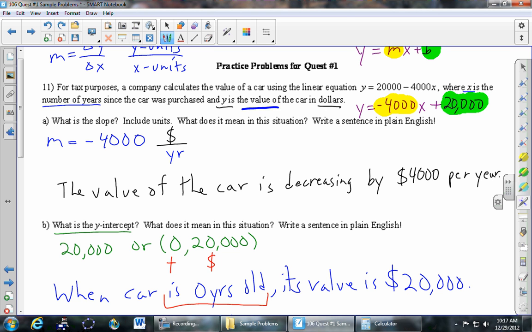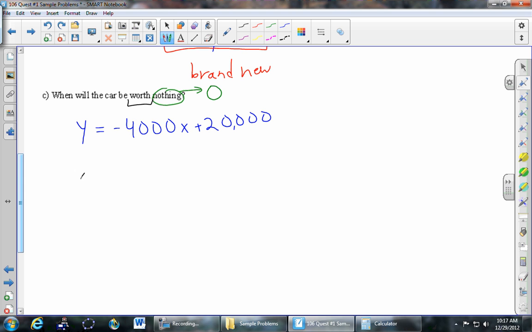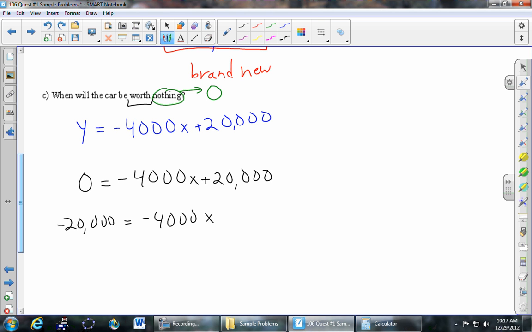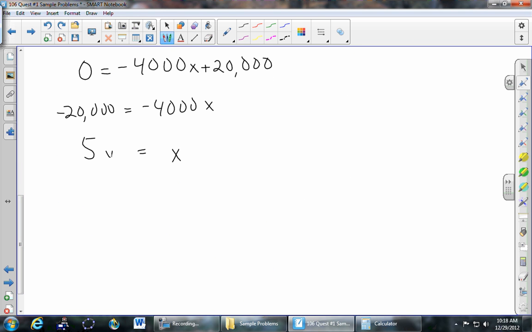Value and worth are, I guess, synonyms. So we're going to replace the y with 0. And then we'll solve for x by subtracting the 20,000, then divide both sides by negative 4,000. We get x equals 5. And putting the units there is probably a good idea. What was x measured in? It's underlined in blue here at the top. X was the number of years. So that's 5 years. After 5 years, the car will be worth nothing.